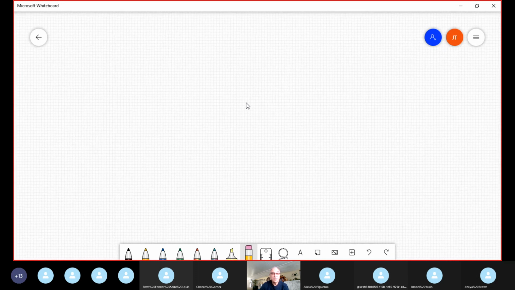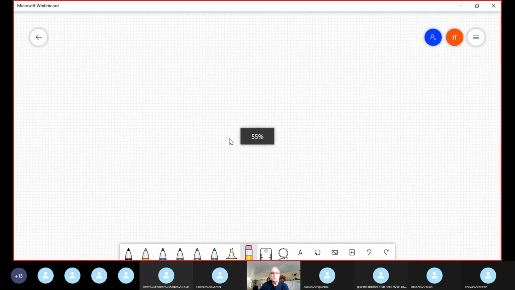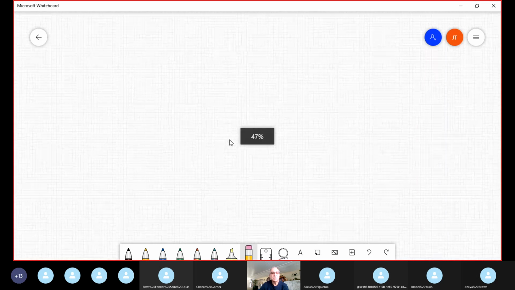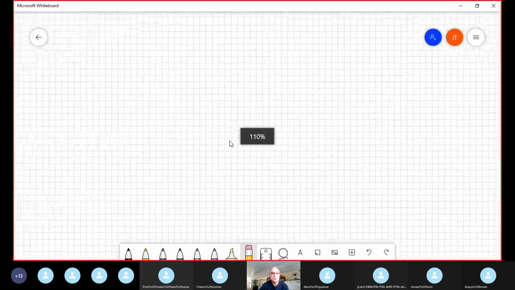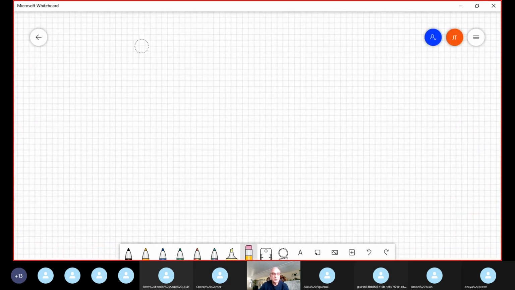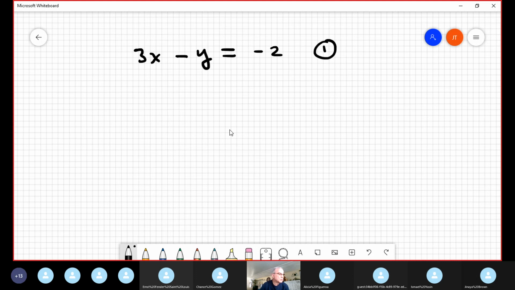Let me go to another example where you see infinitely many solutions. Okay, suppose this. It's 3x minus y equal minus 2. This is my first equation. And my second equation is 6x minus 2y equal minus 4. Equation 2. Okay, this is my system.